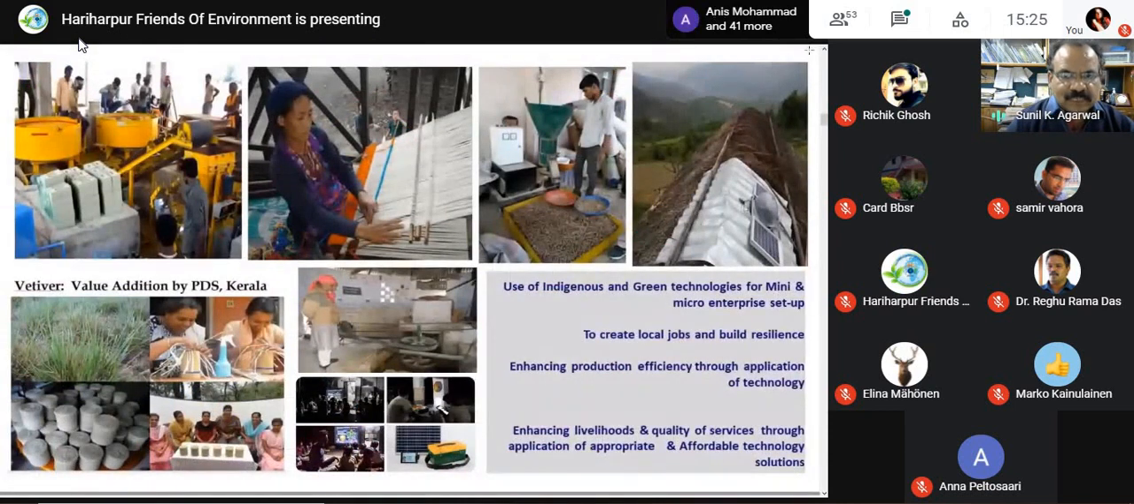So our focus on the programs is also there now. At the country level, we are having a call for Atmanirbhar Bharat, that is self-reliant India, self-reliant villages. Focus is on indigenous and green technologies, creating local jobs and building resilience, enhancing production efficiency through application of technologies, and enhancing livelihood and quality of services through application of appropriate and affordable technologies which can be absorbed and adopted by the community. You can see some of the renewable energy like interventions. On the right side, this is a micro solar dome installed in Manipur, and in the center it is a water mill from the HESCO, and they are working on water power and multi-purpose use of water mill.